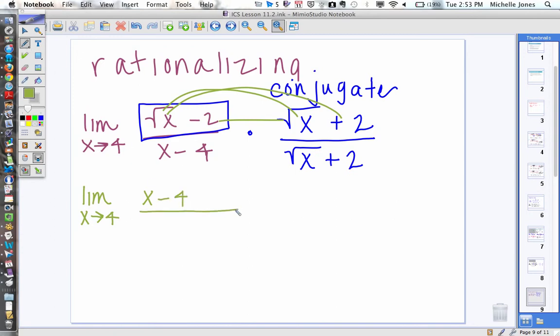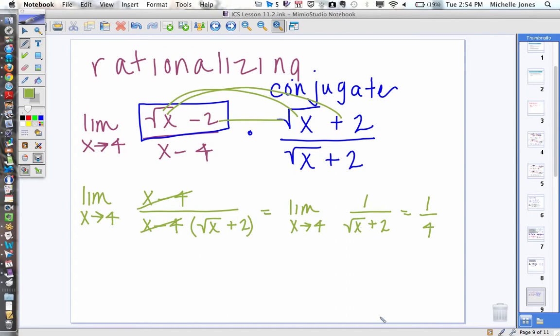Now our denominator, we're going to leave it the way it is. I don't want to multiply that out. It's going to get super messy, super fast. So we have this. What happens next? Look at that. The x minus 4s are going to cancel. So you're left with the limit as x approaches 4 of 1, don't forget that 1 there, over the square root of x plus 2. Now we can go ahead and substitute the 4 in because we've got rid of the problem, that x minus 4 on the bottom. So if we substitute 4 in, you get the square root of 4, which is 2. So you're left with 1/4 as your answer. So that's what the conjugate does.